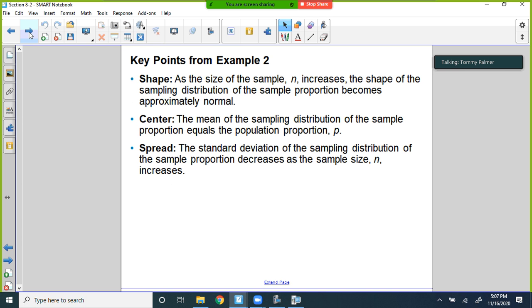All right, key points to take away from those graphs. As the size of the sample n increases, the shape of the sampling distribution of the sample proportion becomes approximately normal, right? We said that just a while ago. The center, the mean of the sampling distribution of the sample proportion, equals the population proportion, okay? And the spread, the standard deviation of the sampling distribution of the sample proportion, decreases as the sample size goes up. And those are things that we looked at, right? So, all right.